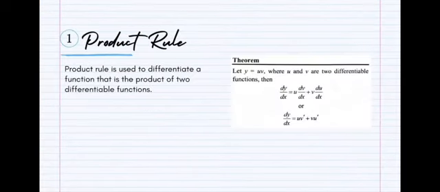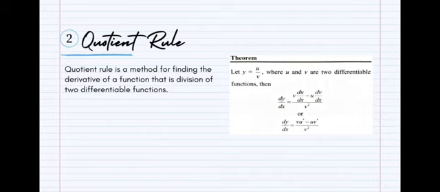Next, the techniques of differentiation that we learn are, first, the product rule. Product rule is used to differentiate a function that is a product of two differentiable functions. Second is the quotient rule. Quotient rule is a method for finding the derivative of a function that is a division of two differentiable functions.